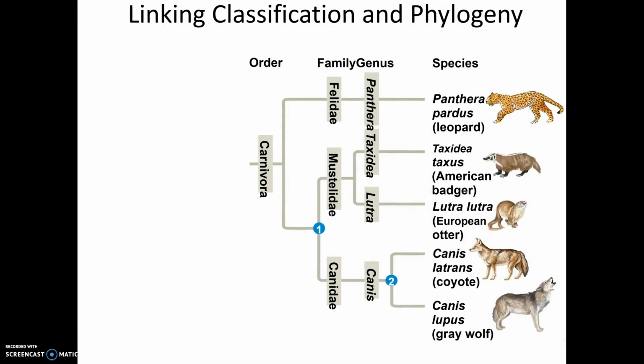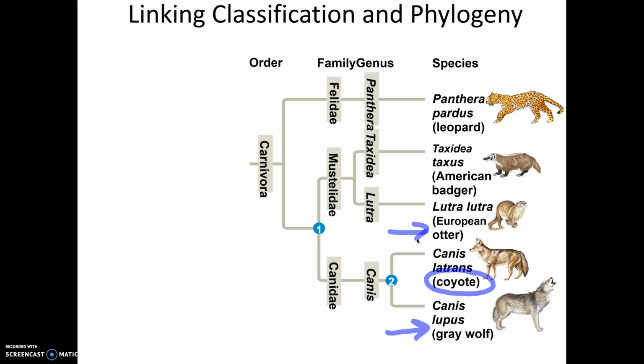Another thing that you would have to be able to do on an AP exam would be to read how closely related organisms are. And so it's really important when you're looking at these. Now this happens to be a classification showing several species and what genus they belong to. So for example, you could be asked which one is more closely related to the coyote. Would it be the wolf or the otter?